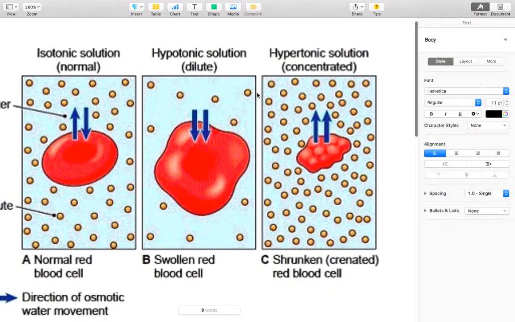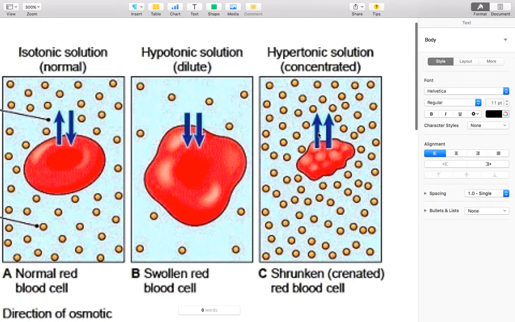Now here we have a hypertonic solution, and both of the arrows are going up, or outwards, outside of the cell, causing a shrunken red blood cell. It's like if you have a big bubble and all of the air is coming out of it, it's going to shrivel. All the air molecules are traveling out of the bubble, causing it to get smaller. Same thing in this situation.